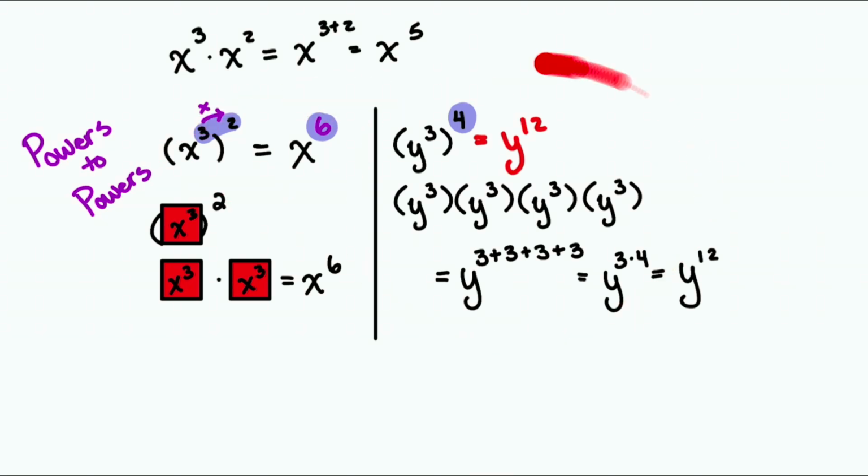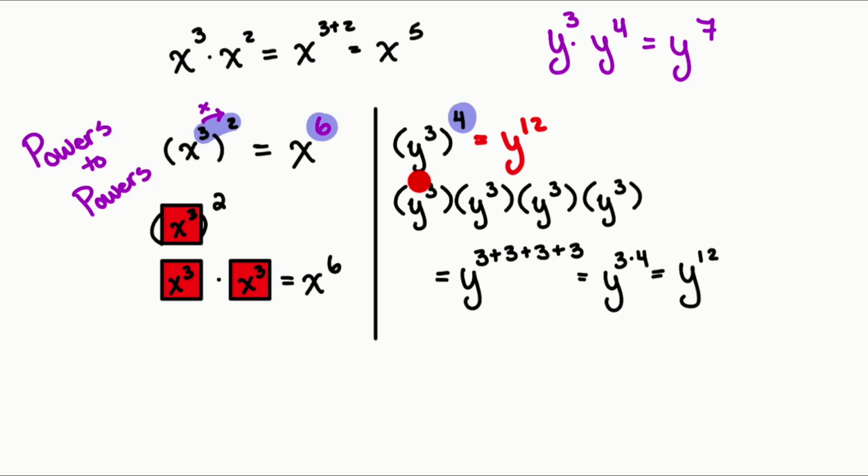Going back over here, for those of us asking, hey coach, why is this not y to the power of 7? Well, it would be if it was written like this: y to the power of 3 multiplied by y to the power of 4. If it was written like that, then it would be y to the power of 7. Absolutely. Because you have the same base, you multiply, so you add those exponents. There you go. This is different though.